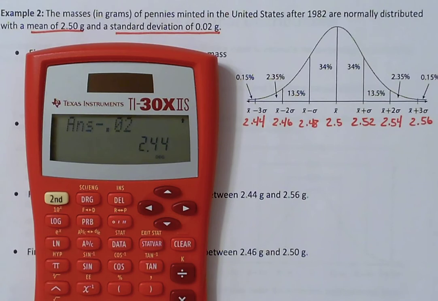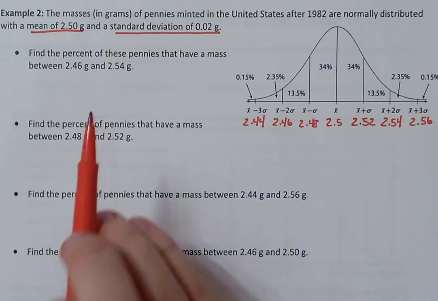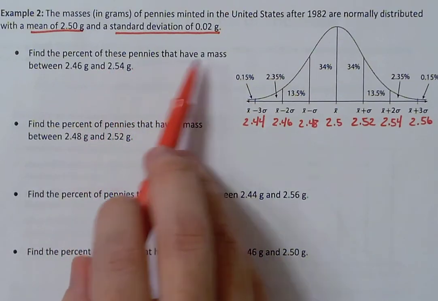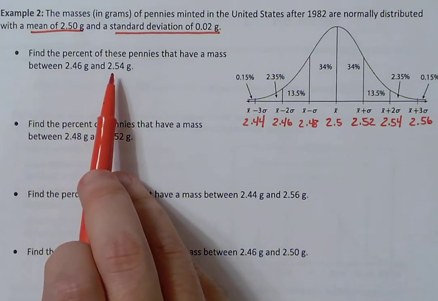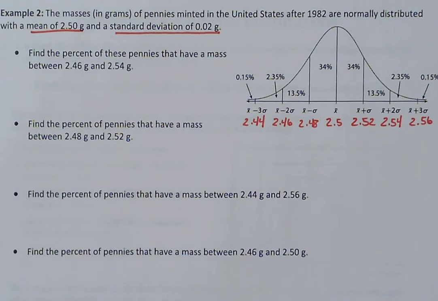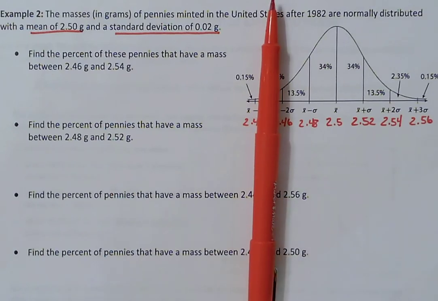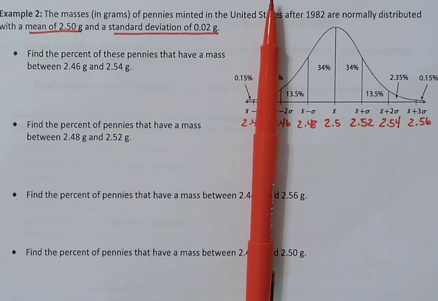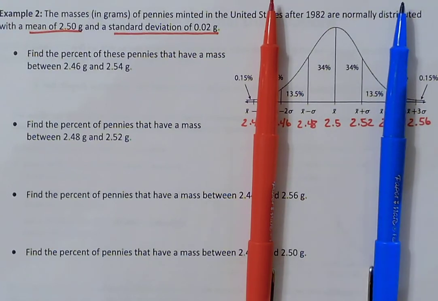So now that we have our normal distribution curve set up, what we're going to do is go through and answer the 4 different parts. So for the first one, we want to figure out the percent of pennies that have a mass between 2.46 grams and 2.54 grams. So 2.46 is going to be right here, and then 2.54 is going to be right here. So we want to know in between these two, how many pennies have that mass.